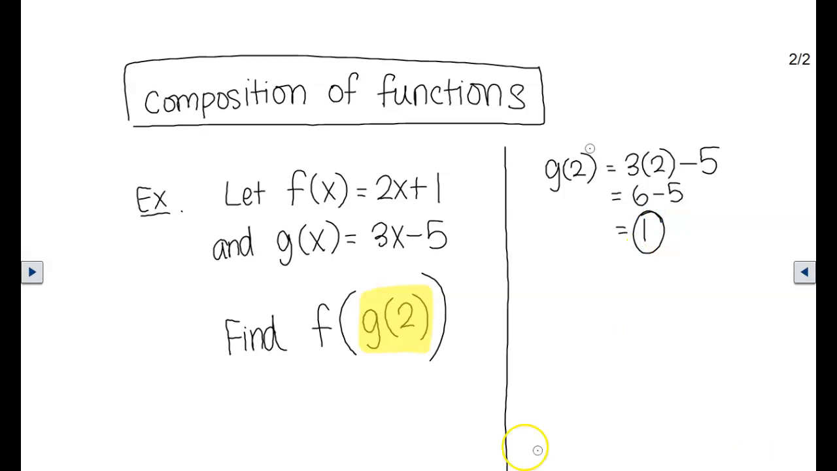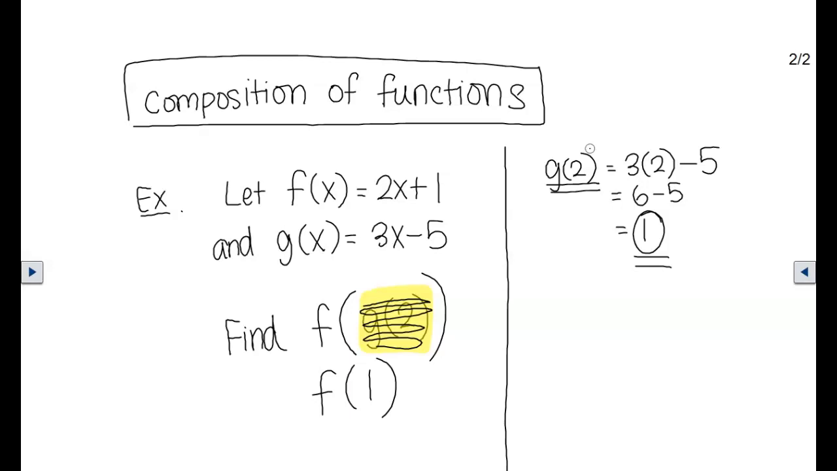Now, come back over to the original problem with me. This said to do f of g of 2. I just found out that g of 2 is 1. So what that means is I could cross out this g of 2 that I see inside those parentheses because I now know that that's just a 1. So I can replace g of 2 with what it's equal to. I can replace it with 1.